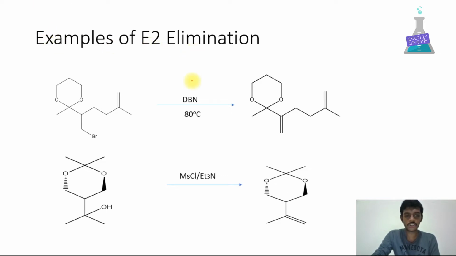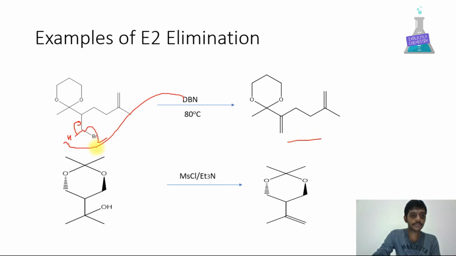Examples of E2 elimination. This is a substrate. We are reacting this substrate with a strong base, which is DBN. It will abstract the proton here, and this bond will migrate over here, and this bromine will eliminate, forming this product.